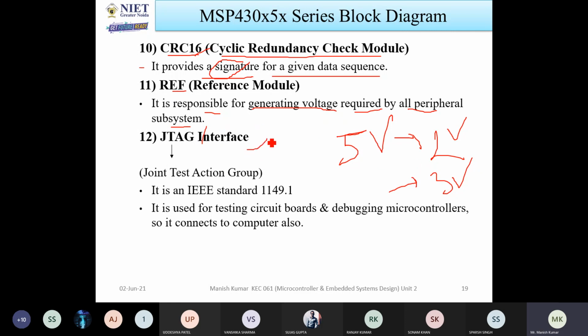Now the JTAG interface. It is called Joint Test Action Group interface. This interface is used for testing a circuit board. It is an IEEE standard 1149.1. What is the meaning of an IEEE standard?